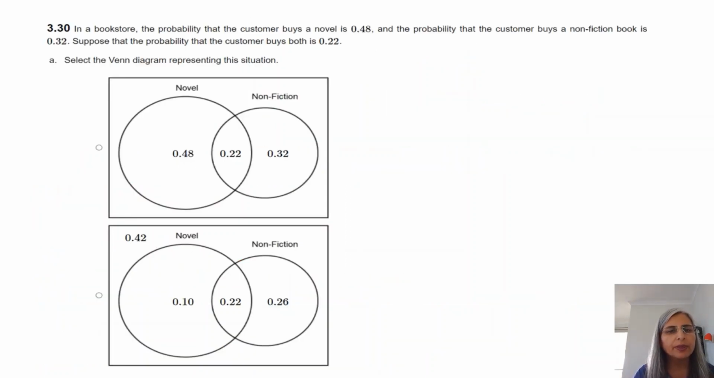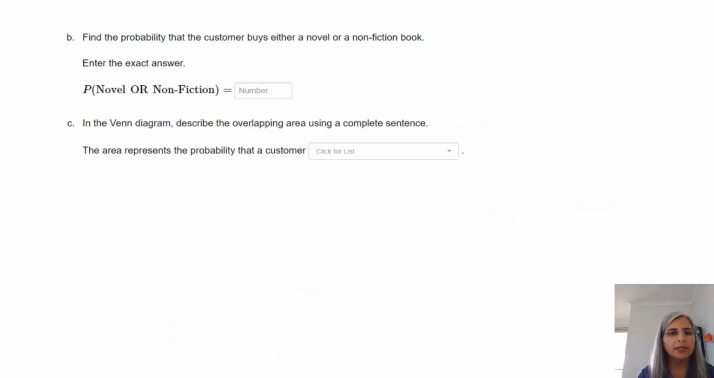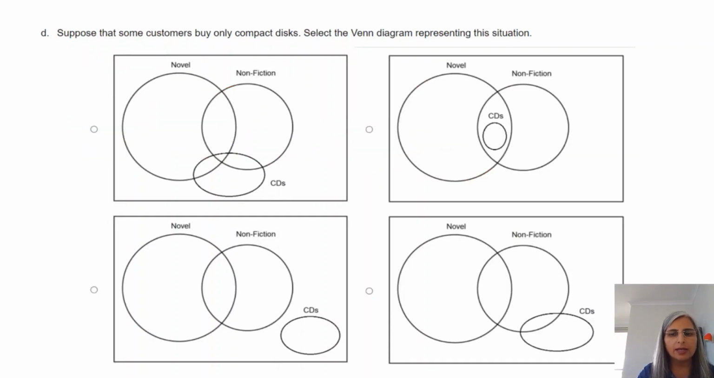Now there is another exercise for you to do yourself. So just read the phrase carefully and mark all the information and important elements in the sentences, and then you have multiple choices to pick a choice from. So please go ahead. These are the remaining choices. And in part B and C, you just have to answer the questions, and don't worry about the windows in front of you. And then there's the last question, where you find the case where customers buy only compact discs.